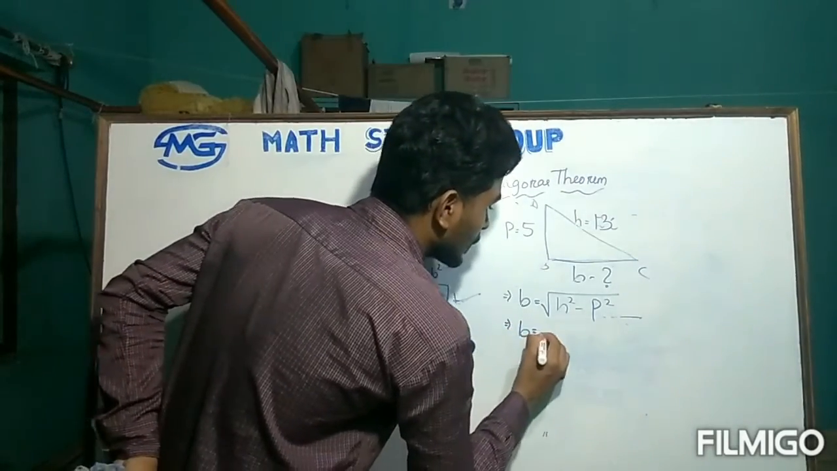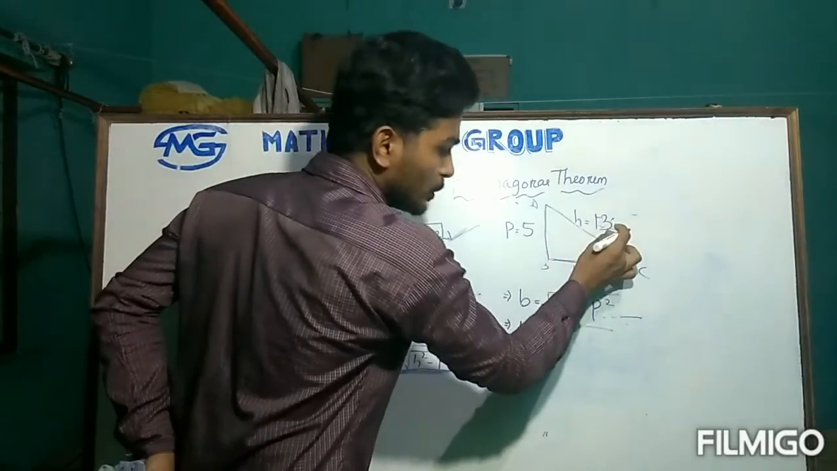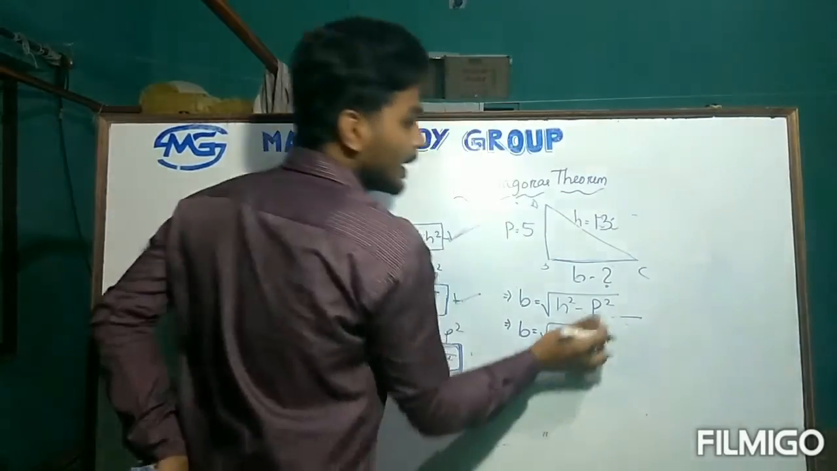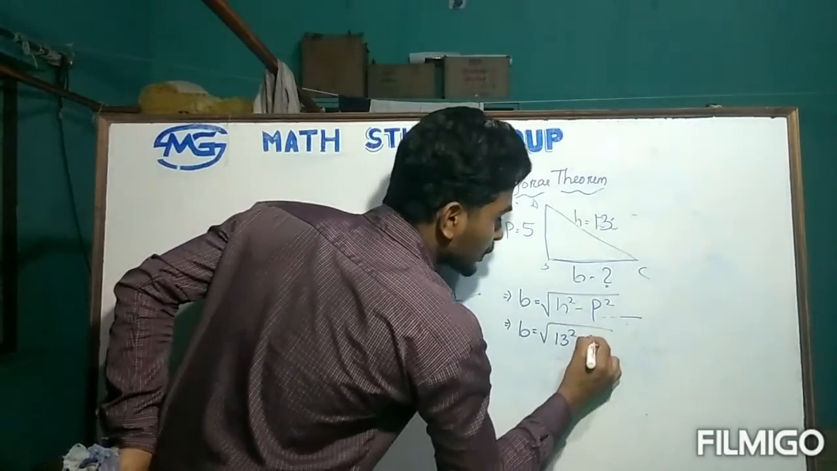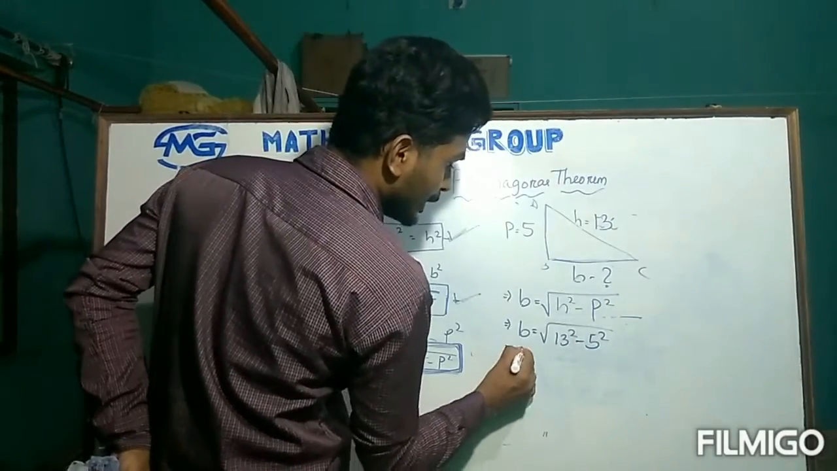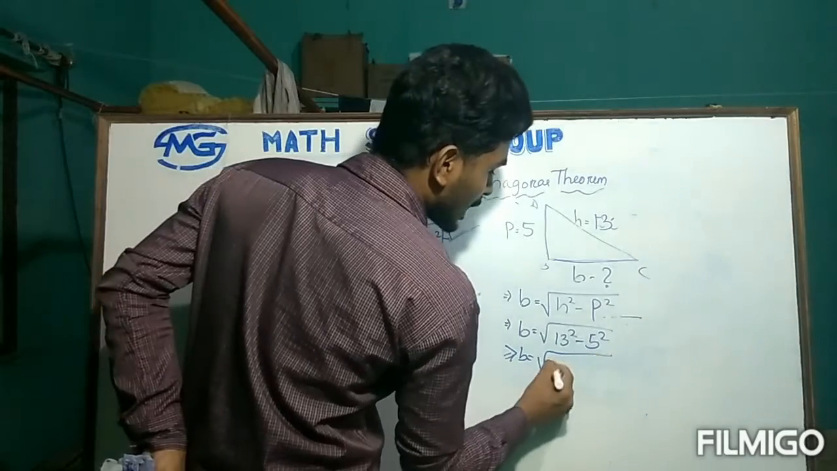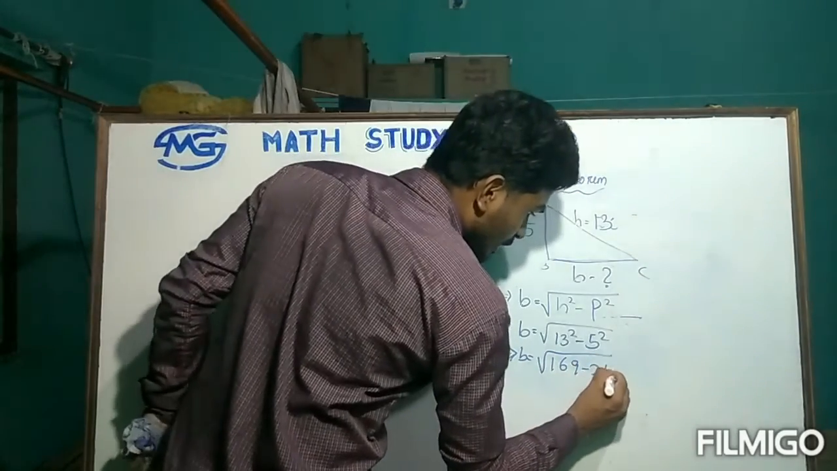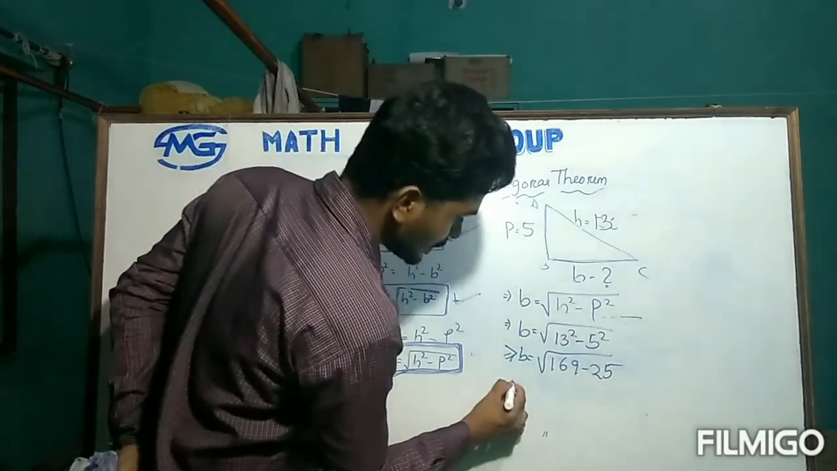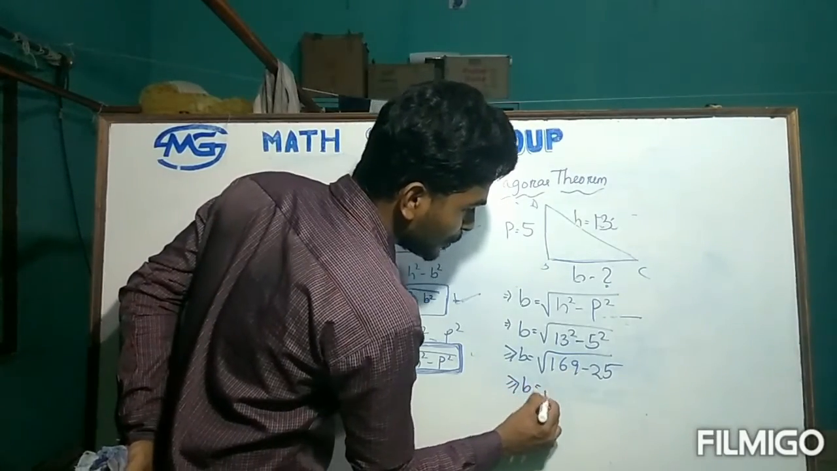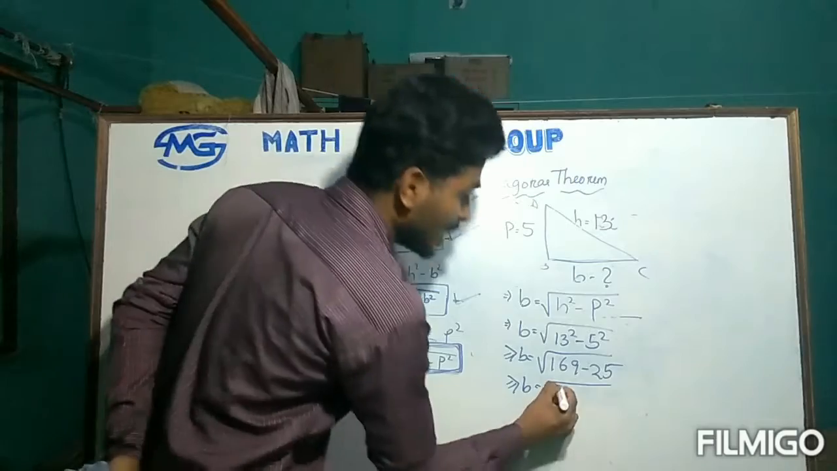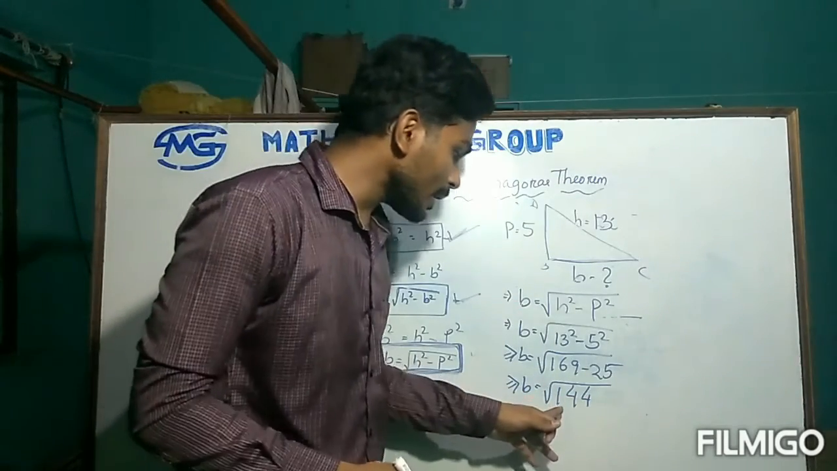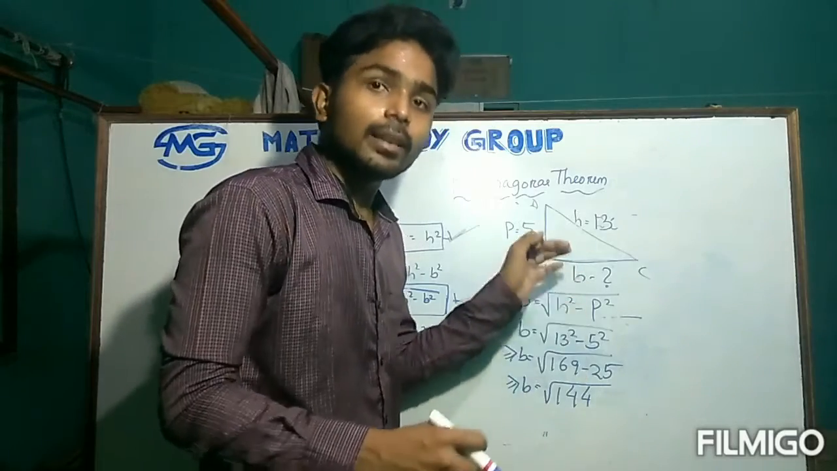Then B is equal to, in the position of H we put the value of H, that is 13. So it is 13 square minus, in the position of P, 5 square. Then B is equal to 13 square, which is 169, minus 5 square, which is 25. Then B is equal to 169 minus 25, which is 144. Then we have to find the square root of 144.